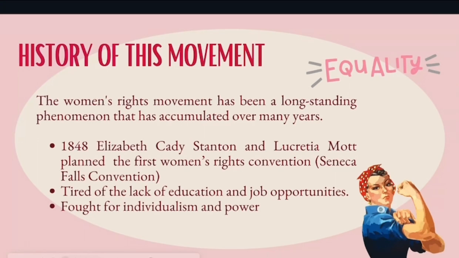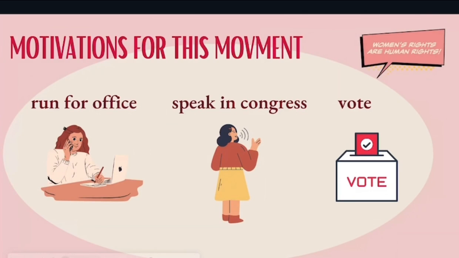It was mainly motivated by the tiredness of the lack of education and job opportunities available for women at the time, and they also fought for individualism and power. Some other motivations for this movement were the fact that women wanted to be able to run for office, so they could be part of the government and part of political views and speak in Congress and vote.